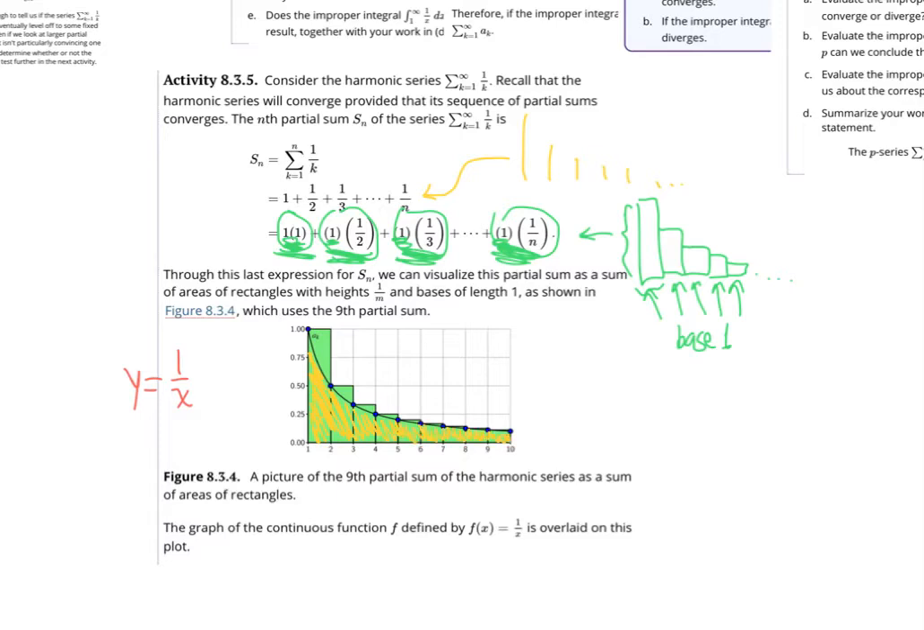So what I'm shading in yellow here is what would be the integral of this function. So the integral of 1 over x dx from 1 to, I'm not sure yet. We'll talk about that in a moment. It's really important to understand this pictorial connection between the partial sum, which will eventually refer to the series, the infinite series, and the related integral.